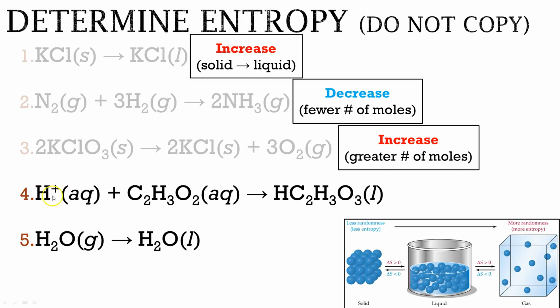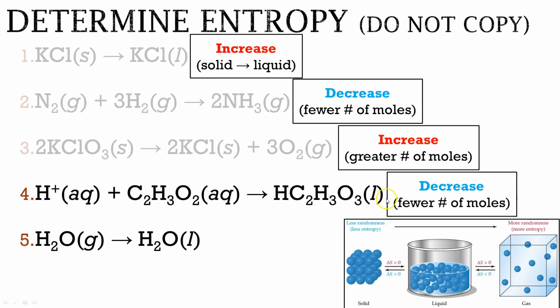Next up, I have a hydrogen cation plus this compound right here, going to form this liquid compound. This one's a little bit tricky because I have aqueous, aqueous, and liquid, but this one's going to be a decrease because I have 2 moles of my reactants and only 1 mole of my products. So that's a decrease in entropy.